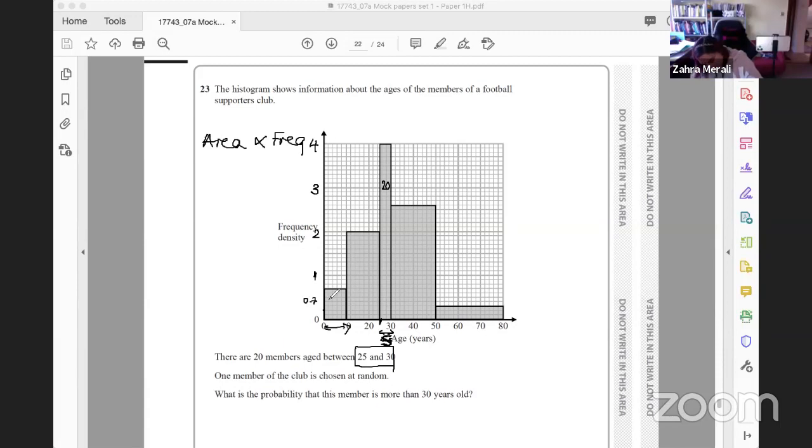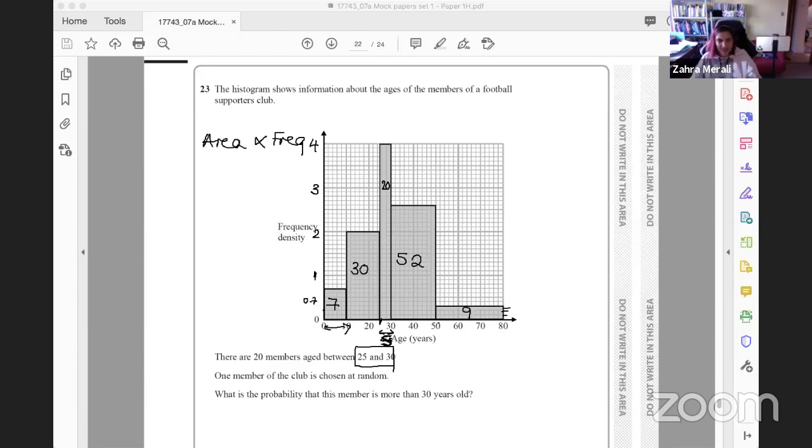So 10 times 0.7, so that one's 7. Here I've got from 10 to 25, so I've got 15 times 2, so that's 30. Here from 30 to 50, I've got 20 times 2.6. So 20 times 2.6 is going to give me 52. 50 to 80, I've got 30, and that's 0.3. 30 times 0.3 is 9.